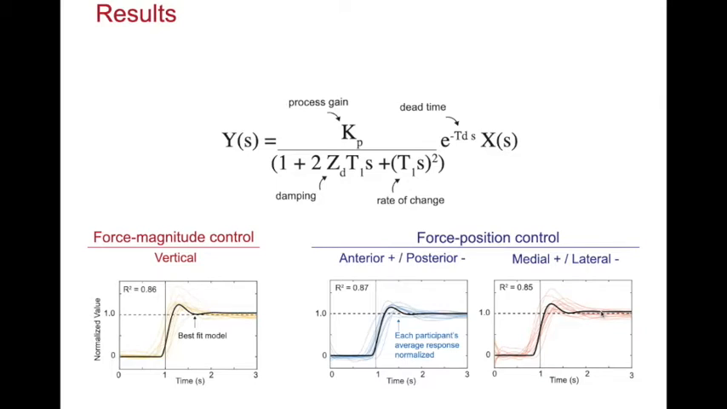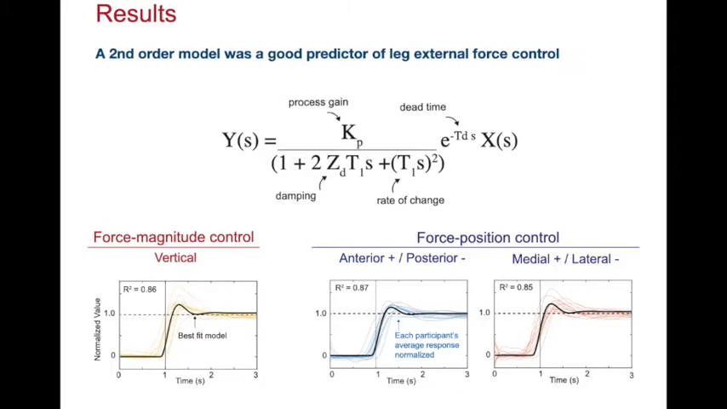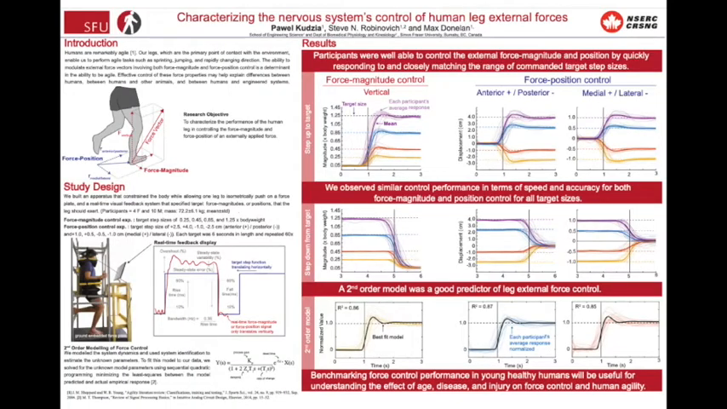In fact, this controller, and by extension the human leg, rises to step changes in 165 milliseconds, but overshoots targets by 15%. It settles on targets in 170 milliseconds and then exhibits no steady state error or variability. It can accurately track changes in force magnitude or position that oscillate twice per second. Benchmarking for force control performance in young, healthy humans will be useful for understanding the effect of age, disease, and injury on force control and human agility. I invite you to come visit my poster so we can further discuss the details of this study. Thank you for listening.